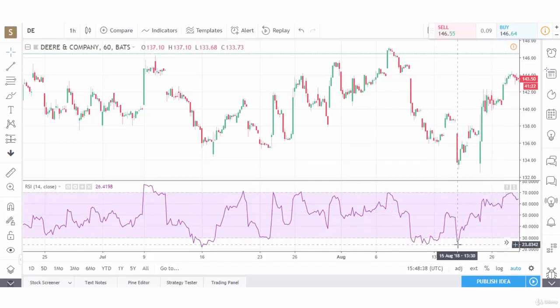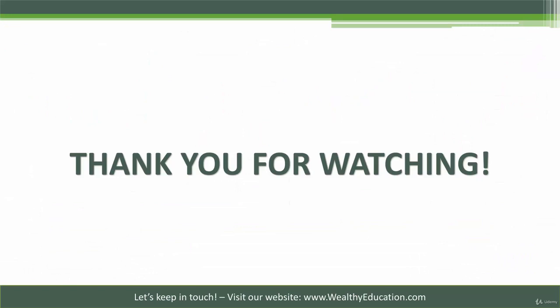Again, the RSI should be used in combination with either other indicators or with chart patterns such as candlestick patterns, which we'll be talking about in the next module. So that completes Module 2 on chart indicators. And as I said, in the next module, Module 3, we'll be talking about chart patterns and candlestick patterns. I look forward to seeing you there.